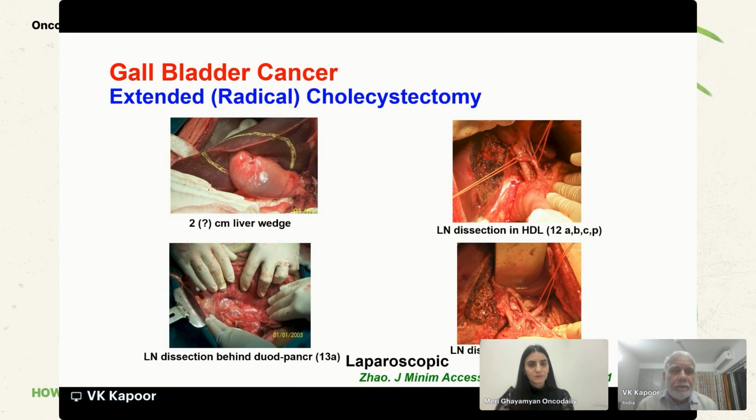Lymph node dissection in the entire hepatoduodenal ligament from the porta hepatis to the superior border of duodenum, and then after kocherization of duodenum, behind the head of the pancreas and duodenum. So all retropancreatic nodes are removed, and along the common hepatic artery to the right of celiac axis. Not the entire nodes around celiac axis, but at least to the right of celiac axis. So that is what is a standard extended or radical cholecystectomy. And this can be done laparoscopically also with equal oncological results.